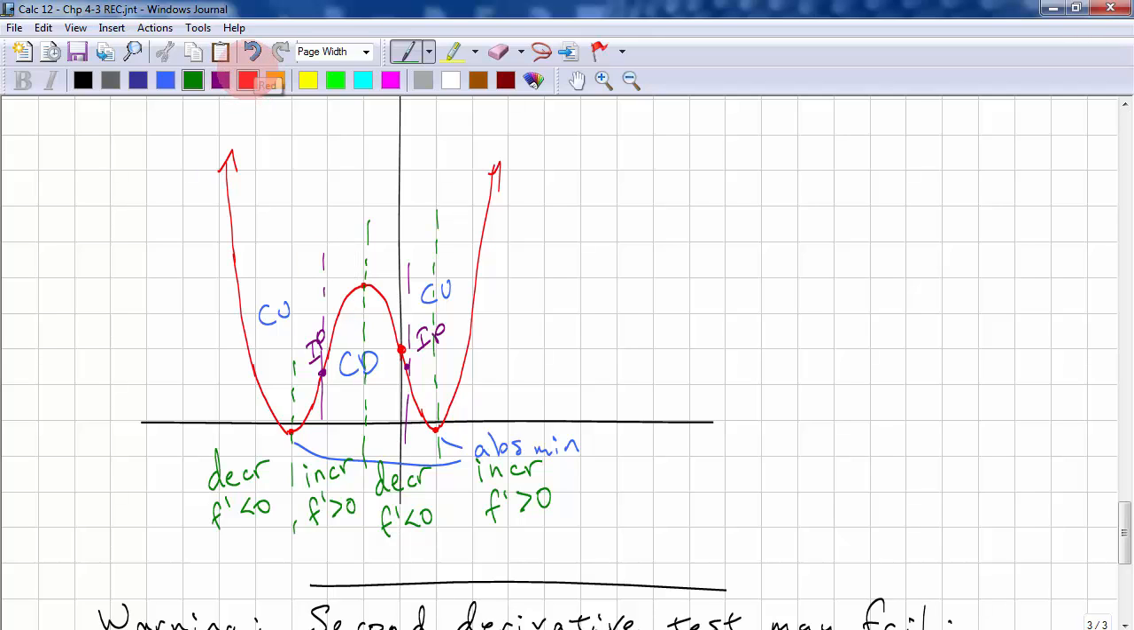And we'll label some more points. The derivative here is equal to 0. The derivative here is equal to 0. Derivative here is equal to 0. And we'll label our y-intercept.